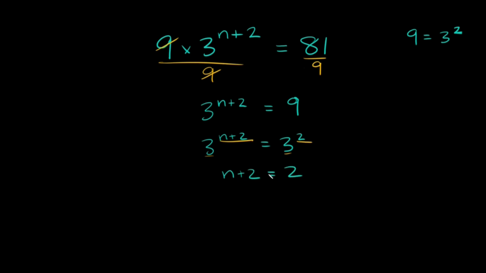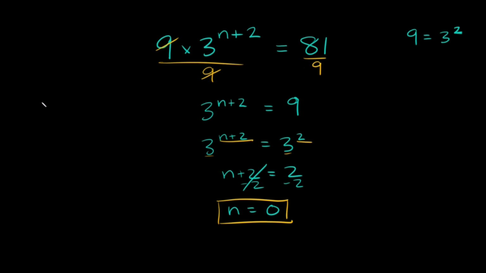And then to solve for n right here, we're going to get rid of this 2 by subtracting 2 on both sides. These cancel out, so then we get n is equal to 2 minus 2, which is 0. Right? So then your answer right here is n is equal to 0. And it's always a good idea to check your answer. So let's plug in 0 to this original equation right here.